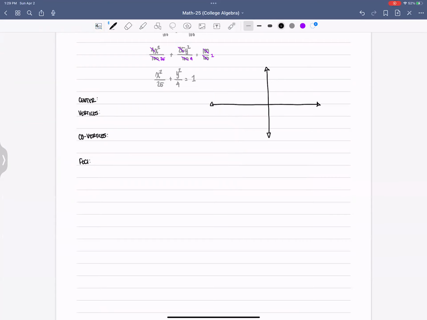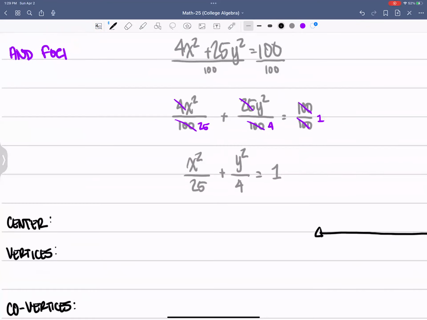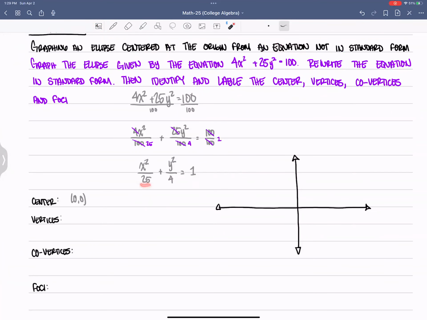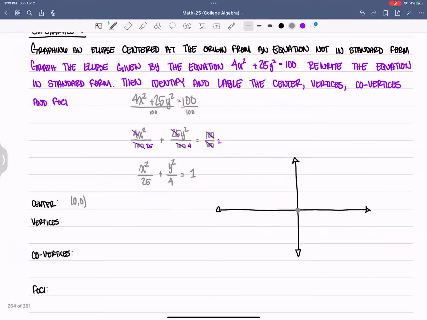Starting off with the center, we don't have anything directly next to our variables, so that tells us the center is going to be 0, 0. Now vertices. Vertices come off of our major axis. The larger of these two is the 25, so x is our major axis. From the center, in the x direction, we go out 5 units: 1, 2, 3, 4, and 5. This gives us a point negative 5, 0.